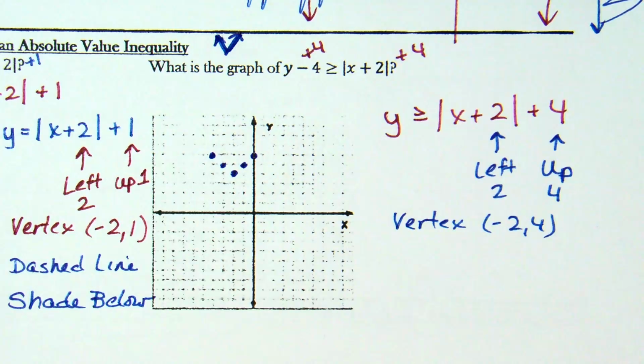And where are we shading? It's greater than. So we're going to shade above. What's above look like in this case? In the V.